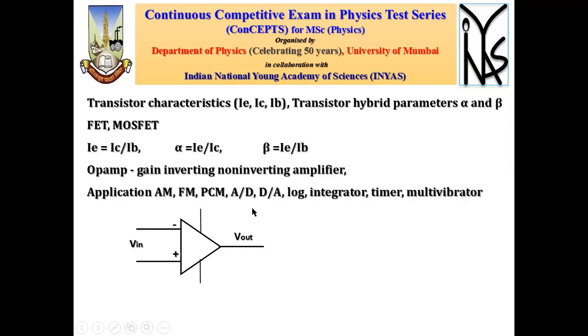Op-amp is a device which gives you different levels of amplification and is helpful in different circuitry. There are applications in amplitude modulation, frequency modulation, pulse code modulation, A to D converter, D to A converter, log amplifier, integrator, timer, multivibrators. So op-amp is helpful in different devices, but once we start studying op-amp, we have to understand its characteristics and the applications associated with it.